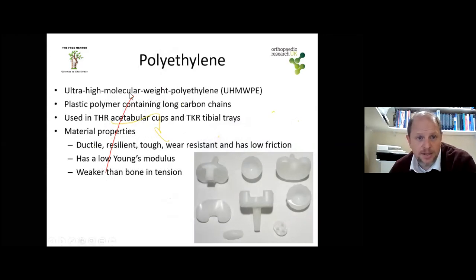A couple of other things just to mention are polyethylene. It's a plastic, so if you wanted to talk about its material properties, you could definitely talk about it being ductile. So it has a long range within that plastic zone. It's also got some good wear properties, but it has a low Young's modulus. You know where we use it.